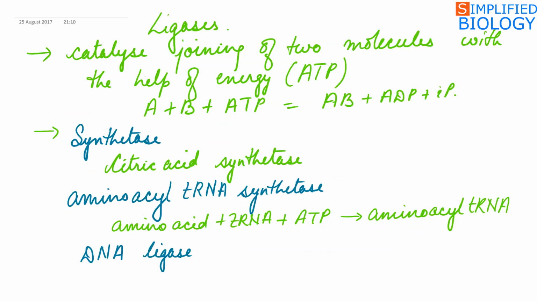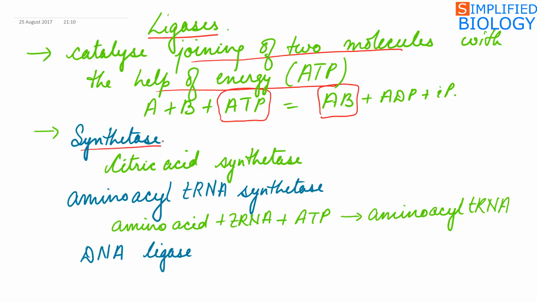And last, the ligases. They catalyze joining of two molecules with the help of energy, or you can say by utilizing ATP. A reacts with B and with the help of ATP, AB is formed. These enzymes are also known as synthetase, like citric acid synthetase, where oxaloacetic acid reacts with acetyl coenzyme A to form citric acid.